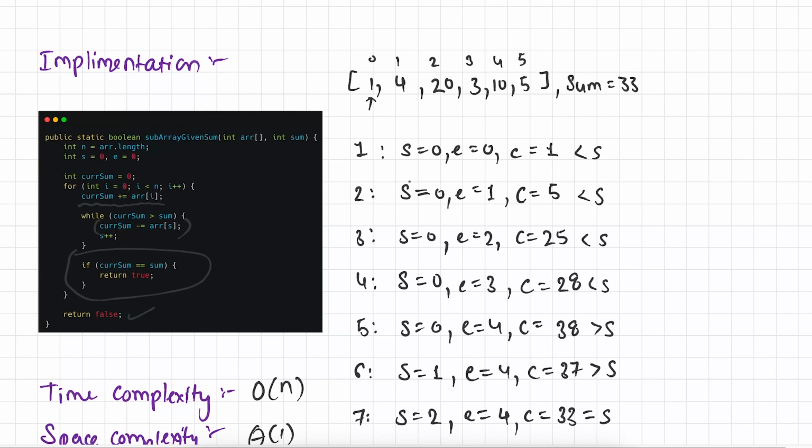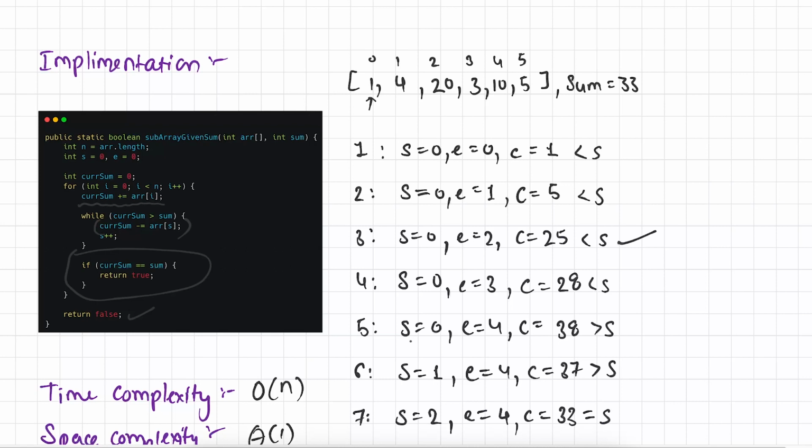In the second iteration, the value of S becomes 0, value of E becomes 1. So 1 plus 4 is equal to 5, that is also less than desired sum. Again we extend the window. In the next iteration, the value of S is 0, value of E is 2. So the sum of indices 0, 1, 2 is 25, that is again less than sum. In the next iteration, S is 0 and E becomes 3 because we extended the window here. So the sum of all the 4 elements from 0 to 3 is 1 plus 4 plus 20 plus 30, that is equal to 55, and this is also less than sum. So we extend the window size by 1.